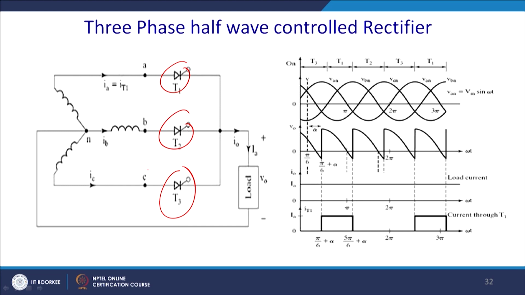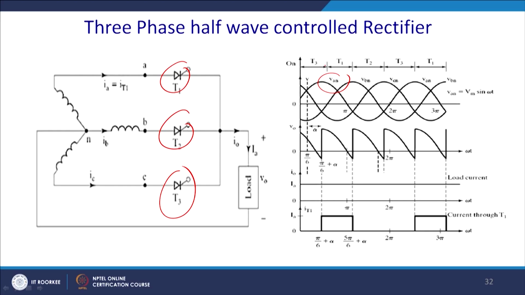We require to trigger the most forward-biased thyristor depending on the voltages, and the other thyristor will be naturally commutated. Because let us say previously B phase was most positive and thyristor T2 was conducting, the moment A phase becomes more positive, the reverse bias will definitely be applied and the thyristor will commute.